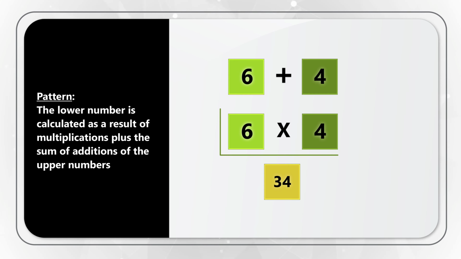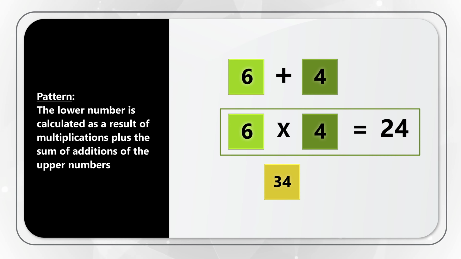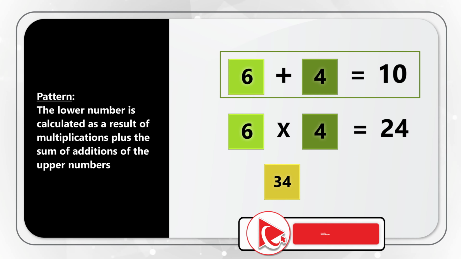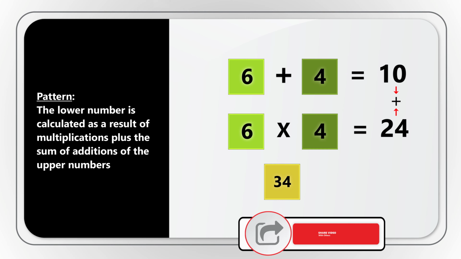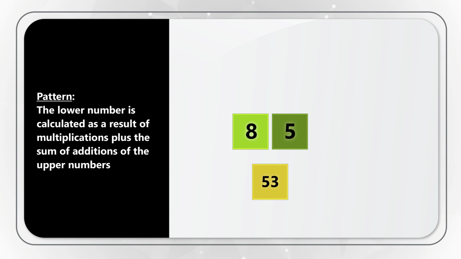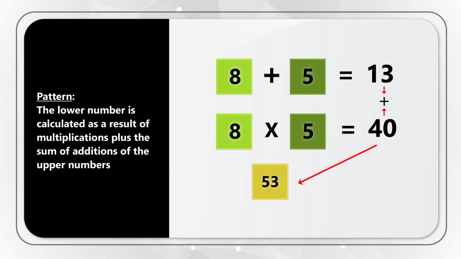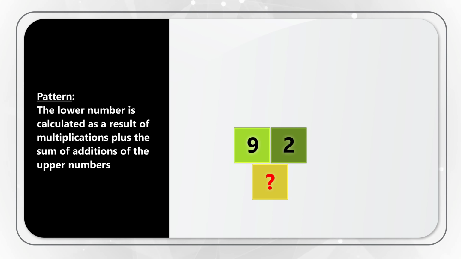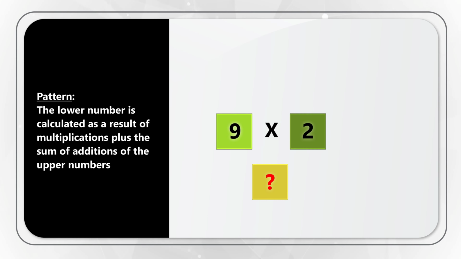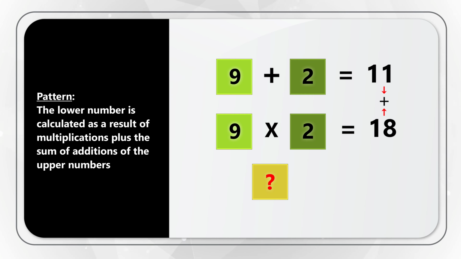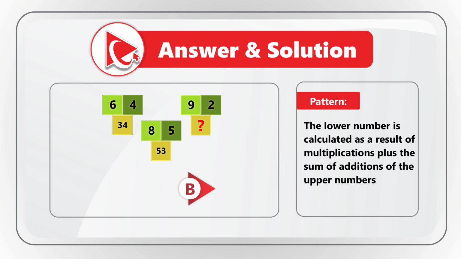Let's look at the example. The first set of numbers is calculated as 6 multiplied by 4 plus sum of 6 and 4, which would equal 24 plus 10 and equals 34. The next set of numbers is calculated as 8 multiplied by 5 plus sum of 8 and 5, which would equal 40 plus 13, which would be equal to 53. This allows us to do the calculations on the final set and the missing number. 9 multiplied by 2 plus the sum of 9 and 2 equals 18 plus 11 and equals 29. So the correct answer here is choice B, 29.